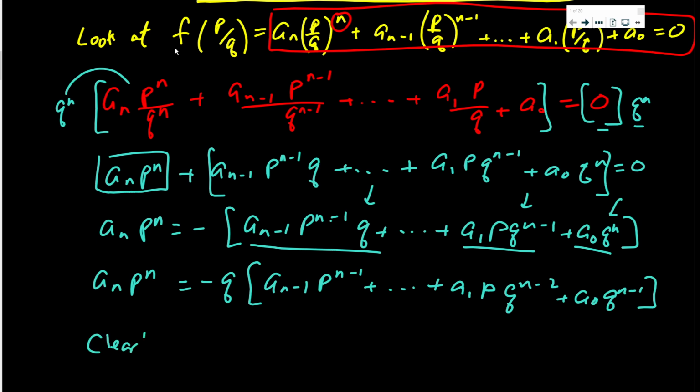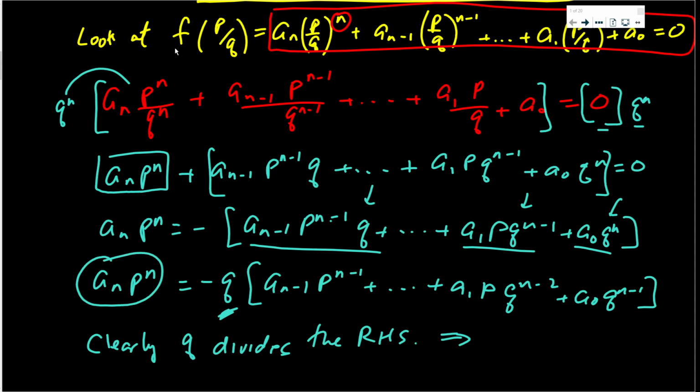Clearly, that q right there divides the right-hand side. Well, since the right-hand side is equal to this, q must divide that. That implies that q divides a_n p to the n.